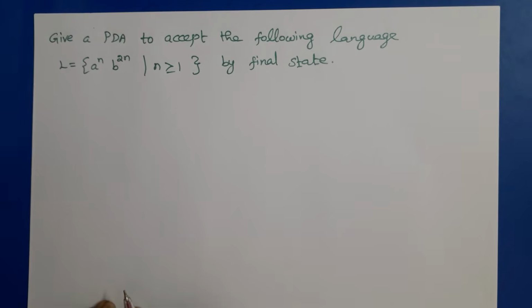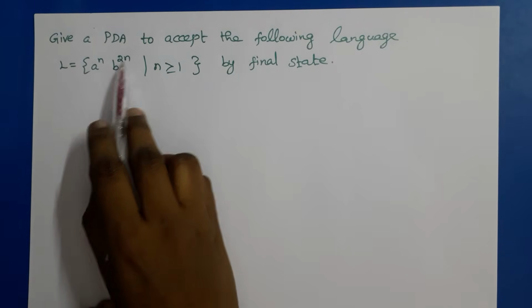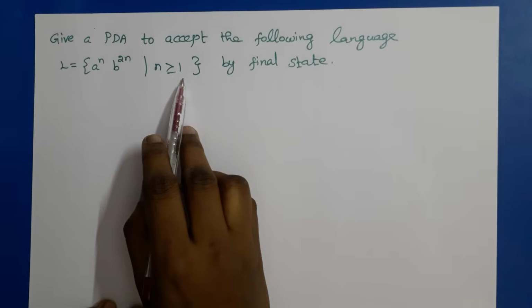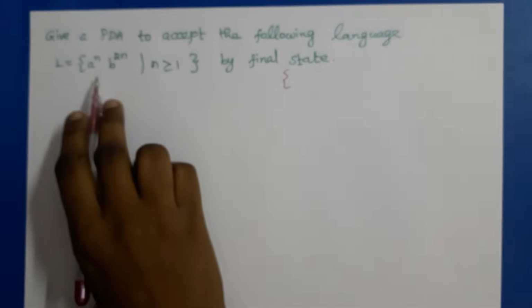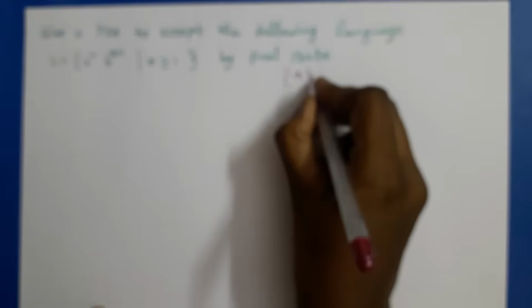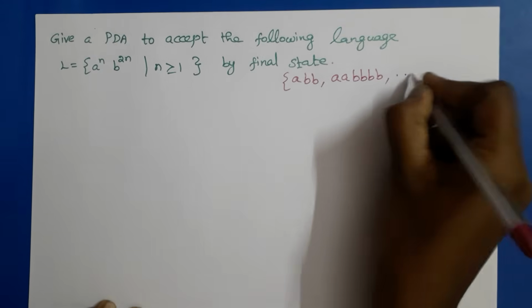Hello everyone. In this lecture, we are going to discuss an example for PDA. We have to construct a PDA for a to the power n, b to the power 2n, such that n is greater than or equal to 1, by final state. The set of strings accepted by this language is aabb, aaaabbbb, etc.